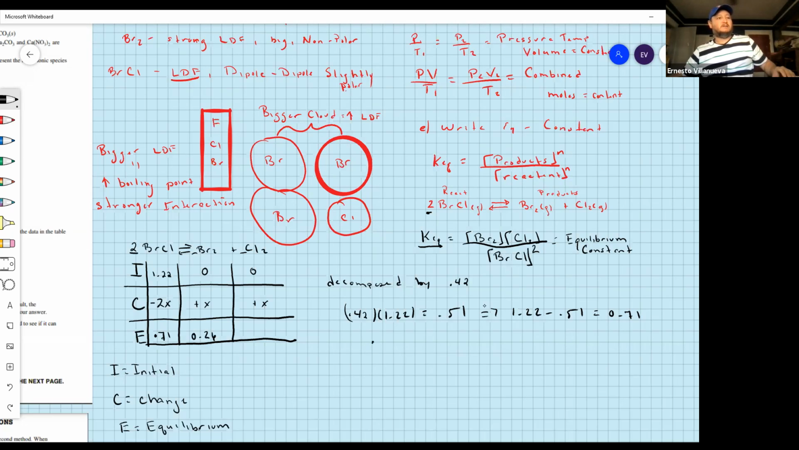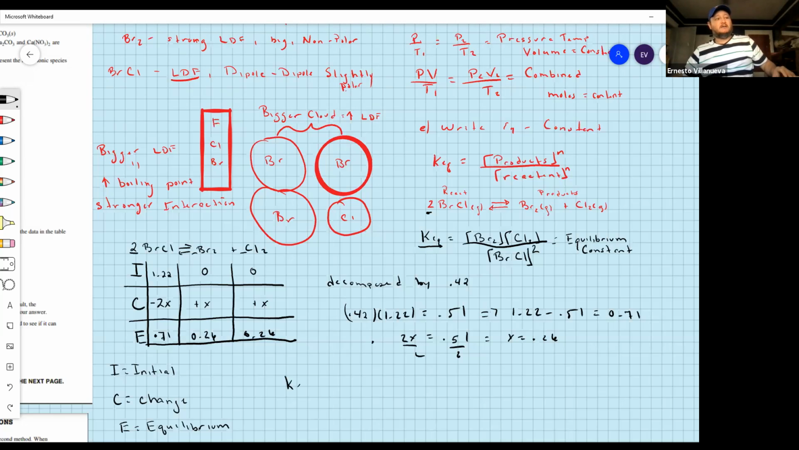Because let's see, what is it? 0.42 is 2x, which equals 0.51. Then x must equal 0.26, right? Because if you divide by 2, each one of these has changed by 0.26 to get to equilibrium. Yeah. All right. And that's it.